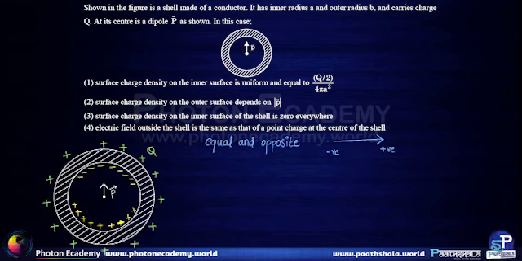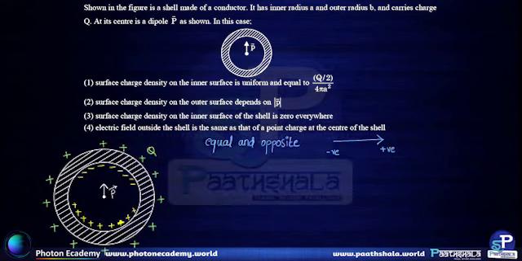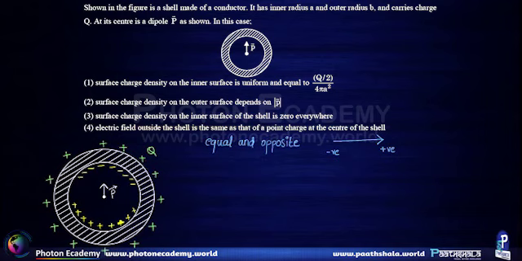The second one, the surface charge density on the outer surface depends on the magnitude of dipole. As we have seen, no matter what the magnitude of dipole be, the surface charge on the outer surface is Q. So the second option is incorrect. The third option is surface charge density on the inner surface of the shell is 0 everywhere. That is also incorrect, as we have seen that a negative and positive charge gets induced on the inner surface.